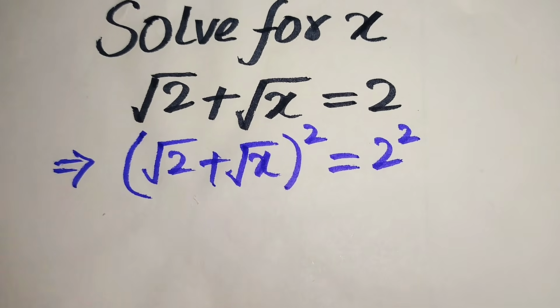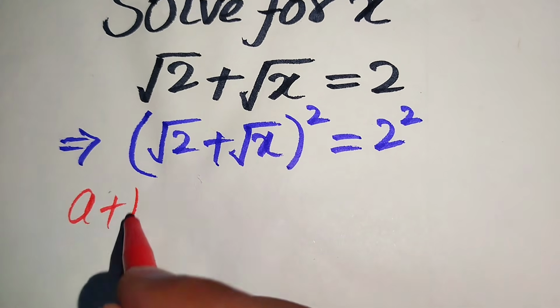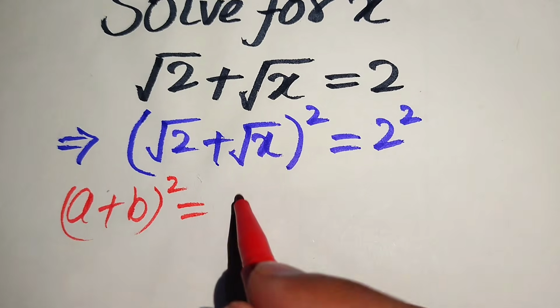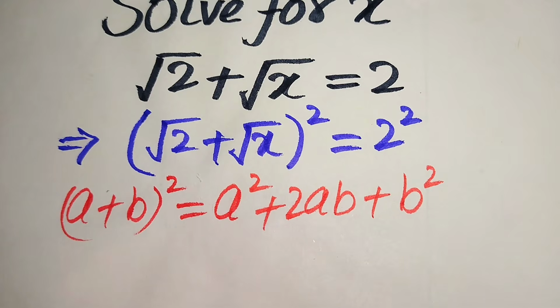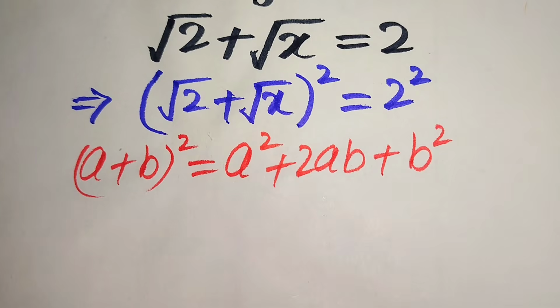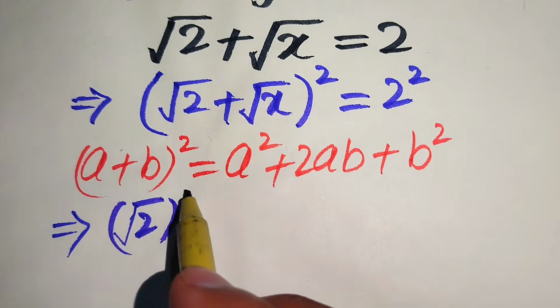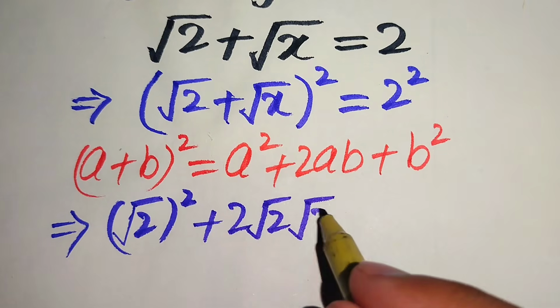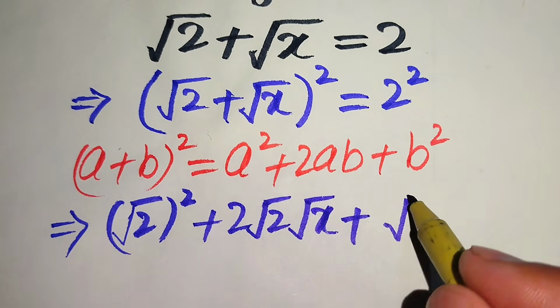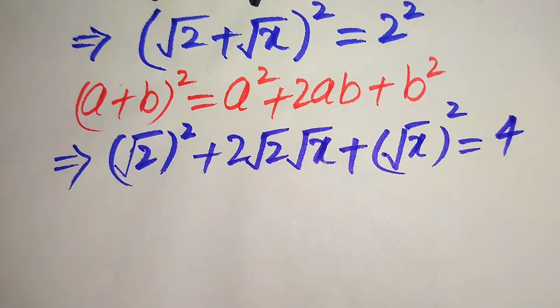And now in the next step, we need more simplification, so we use the nice algebraic formula. You know about that: (a plus b) whole square equals a square plus 2ab plus b square. According to this formula, we expand the left hand side. This becomes (square root of 2) whole square plus 2 times square root of 2 into square root of x, plus b square, b is square root of x whole square, is equal to 2 square, which becomes 4.